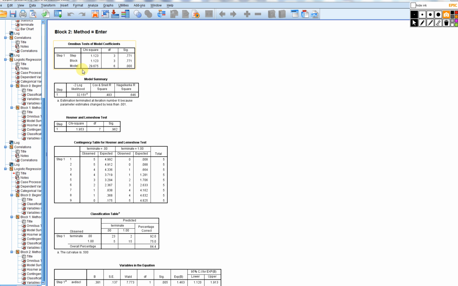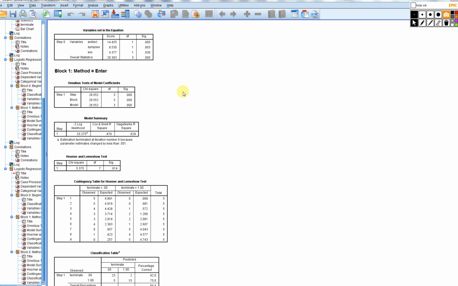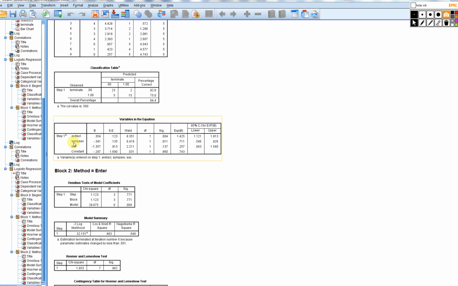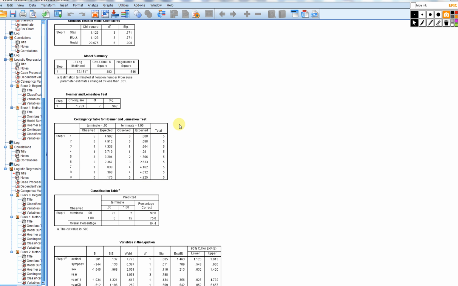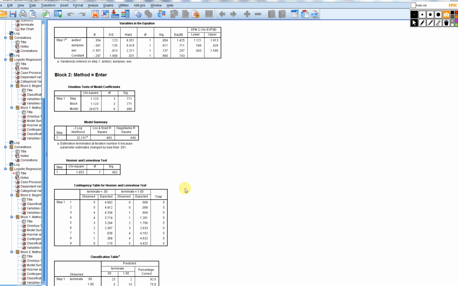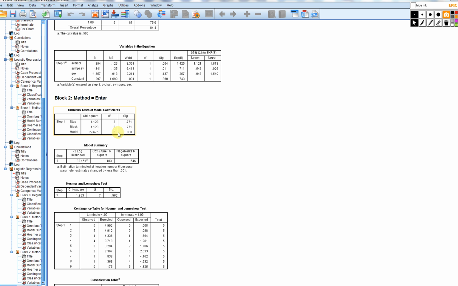When we look at block 2 here, you'll notice a bit of a difference in some of these chi-square values. The model chi-square reflects the inclusion of the dummy-coded year variables, so it is reflecting all of the predictors. The step and block chi-squares reflect the question of whether there is a significant improvement from the previous model that had only these three predictors to the current model that includes all of the predictors. And as you can see, there was not a statistically significant improvement in fit between the two models.